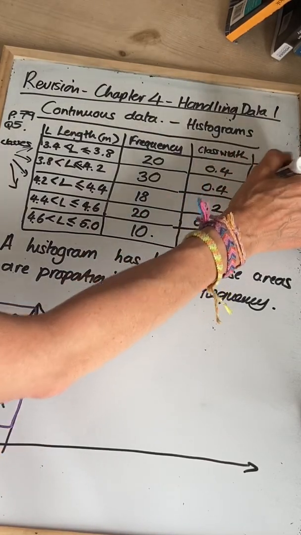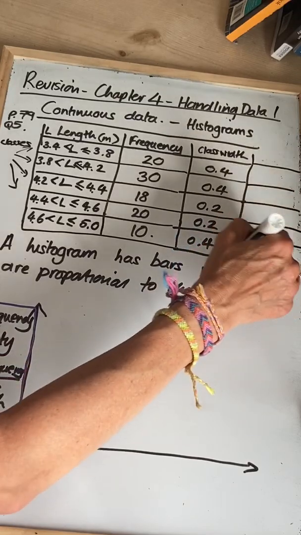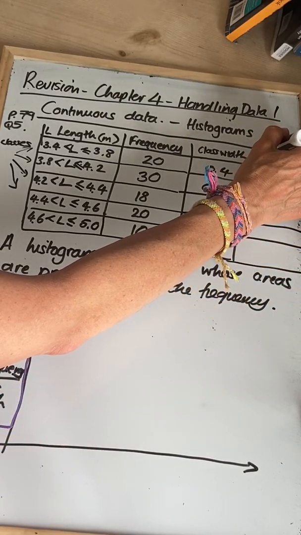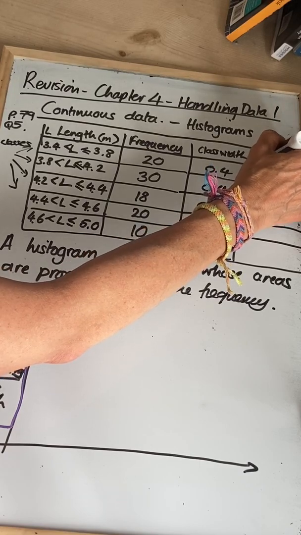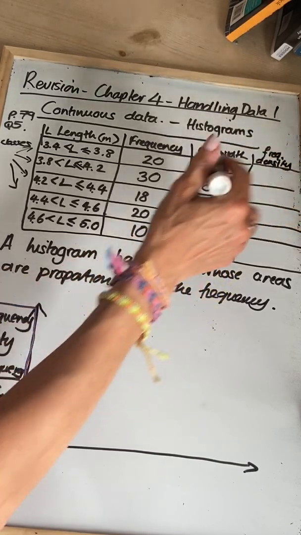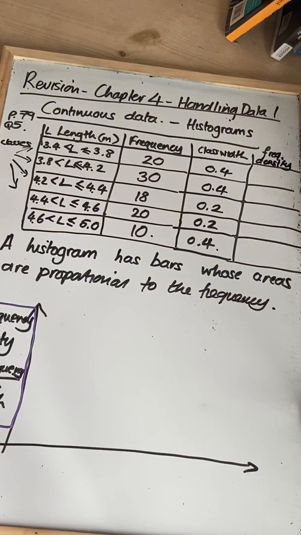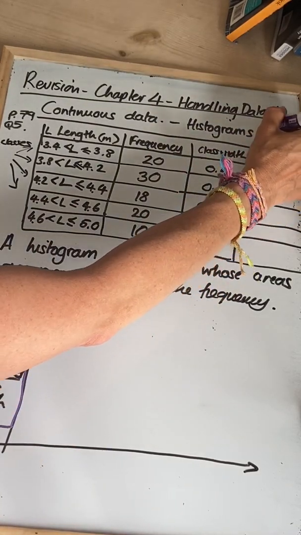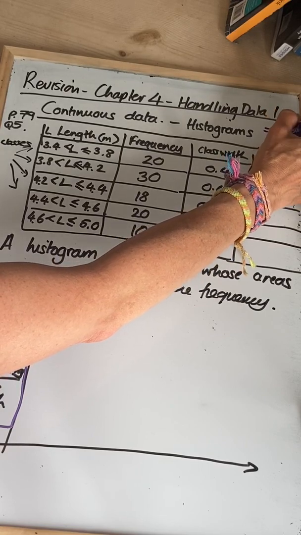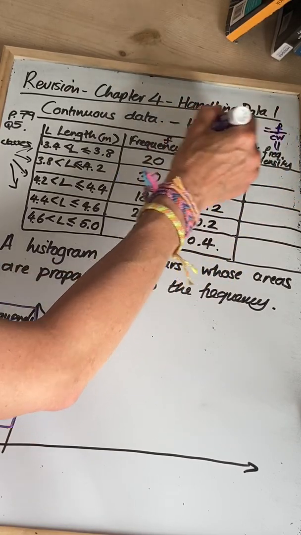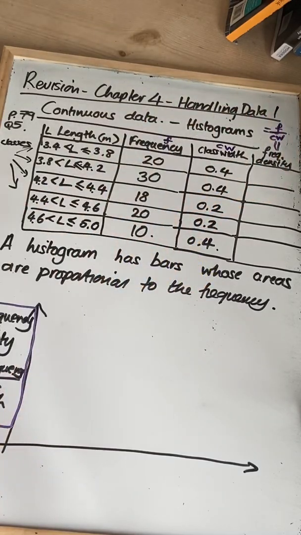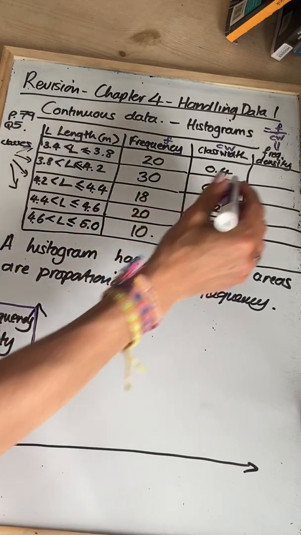I'm going to actually put a column in for that on my table. So frequency density, and I'll put the formula up there as well, equals frequency over class width. I'll call that F for frequency and that's CW for class width. Okay, so frequency density for my first class is going to be 20 divided by 0.4. 20 divided by 0.4 I think is 50, yeah. So I've got 50 there.